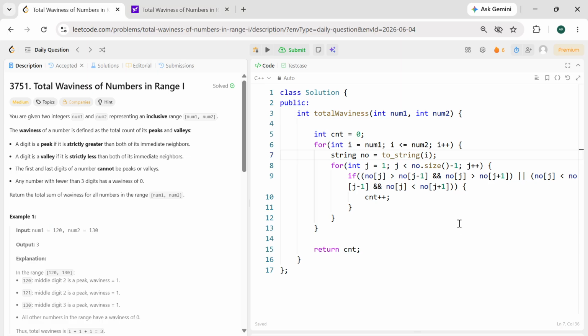So hello everyone. Today in this video we are going to solve the LeetCode problem of the day, that is Total Waviness of Numbers in Range 1. So let's first read the problem.